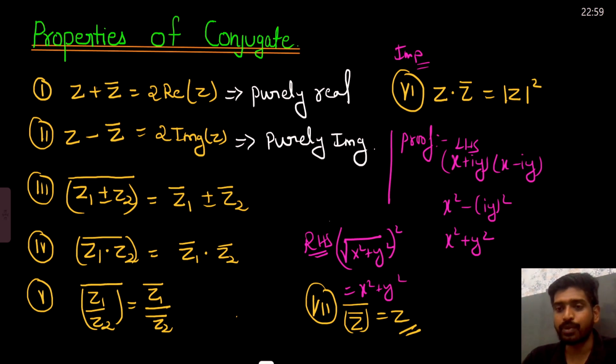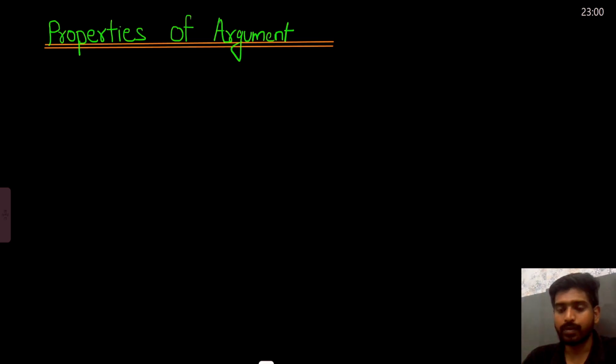Okay. So before solving the questions, we'll learn properties of argument also. There are only 3 properties in case of argument. The 3 properties we'll learn, then we'll jump into the questions. Now, properties of argument.